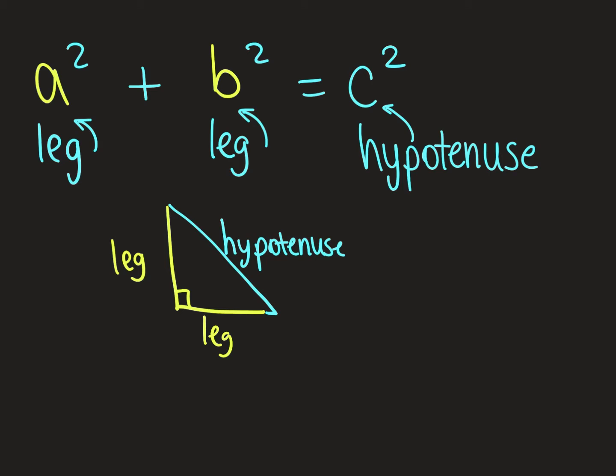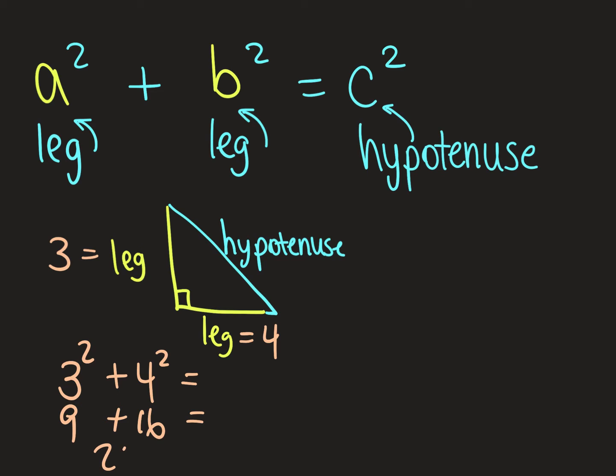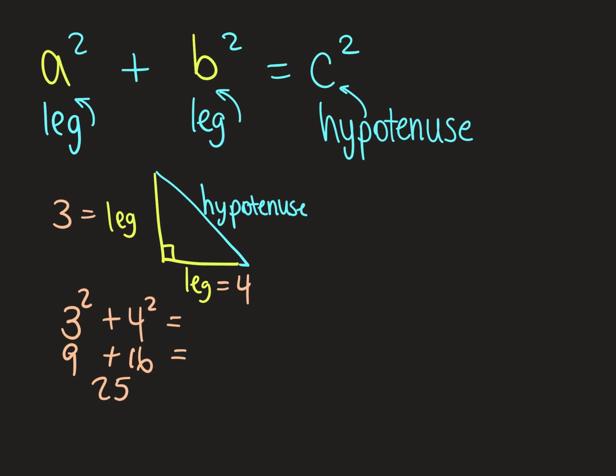So the Pythagorean theorem says that if you take a leg of a right triangle and you square it, you take the other leg of the right triangle and you square it, you add those together, then this answer will equal the length of the hypotenuse squared. So if I had one leg equaling 3 squared, the other leg being 4 squared, 3 squared is 9, 4 squared is 16. 16 plus 9 is 25. 25 is going to be the answer to the hypotenuse squared.